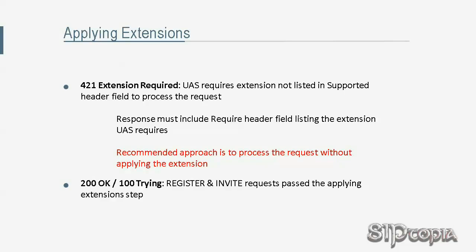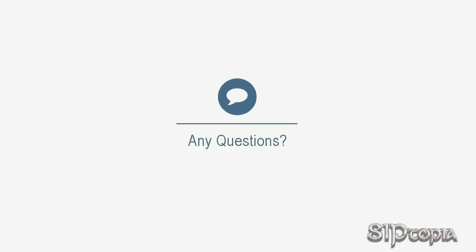The recommended approach in RFC 3261 for the user agent server is to process the request without applying the extension in question. If the UAS will not be able to process the request without that extension, then it is proper to send a 421 Extension Required response with a Require header field listing the extension the UAS is wishing to apply. At this point, all the method-independent processing has been completed. The rest of the checks going forward are method-specific and will be discussed in the parts associated with the respective method.